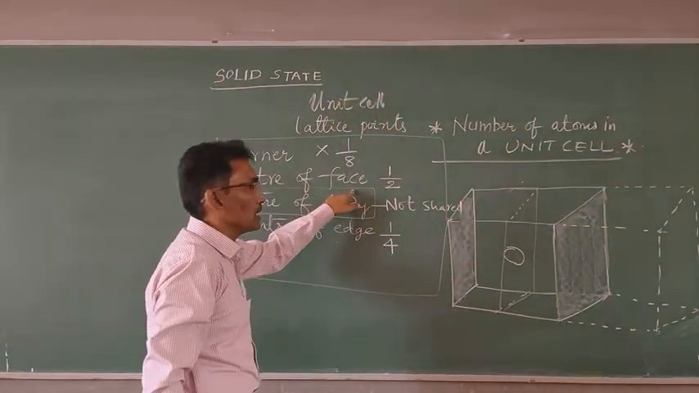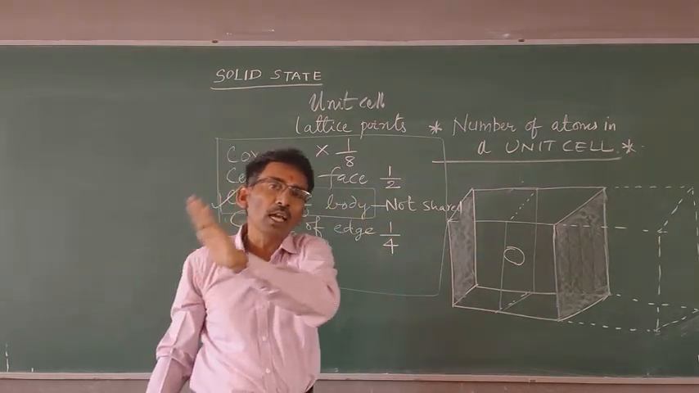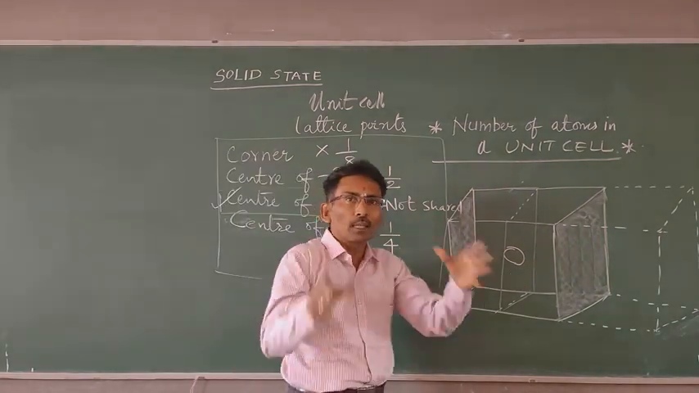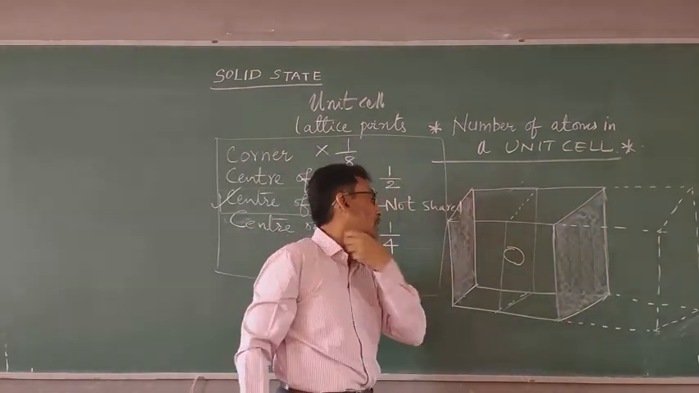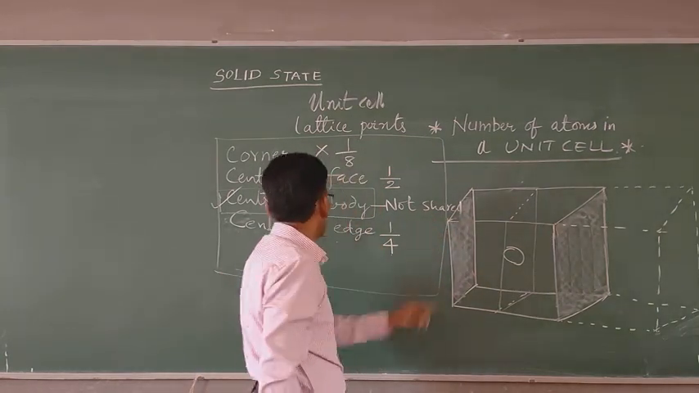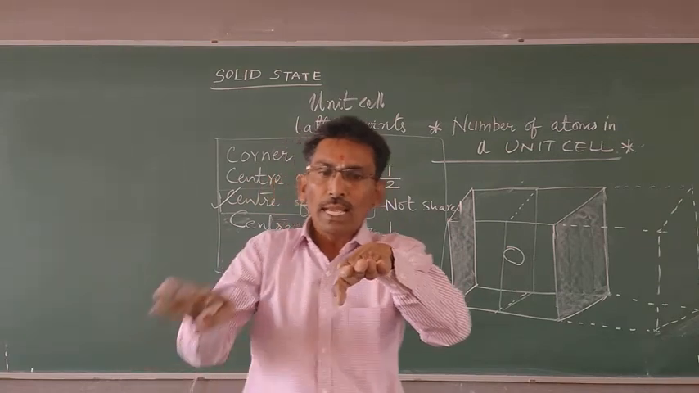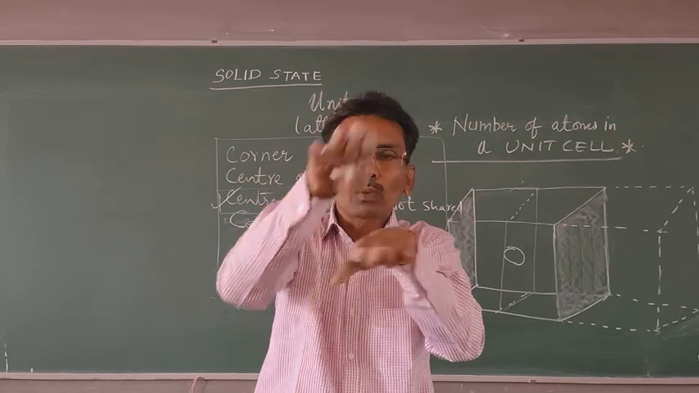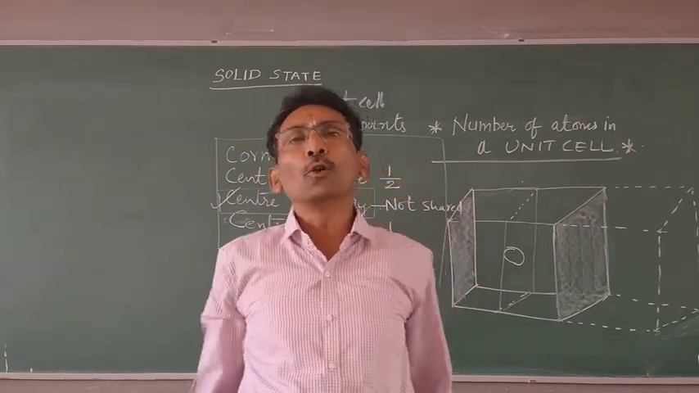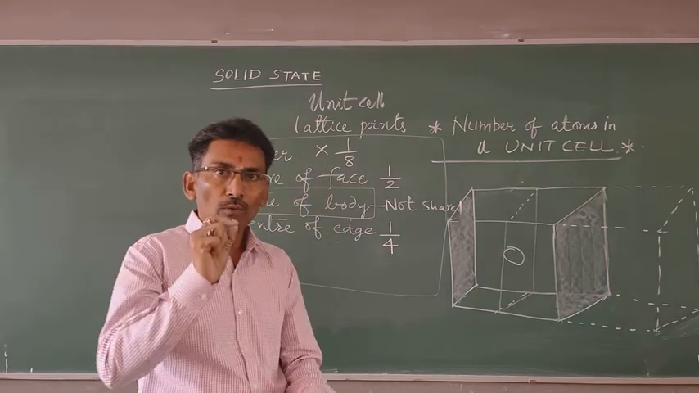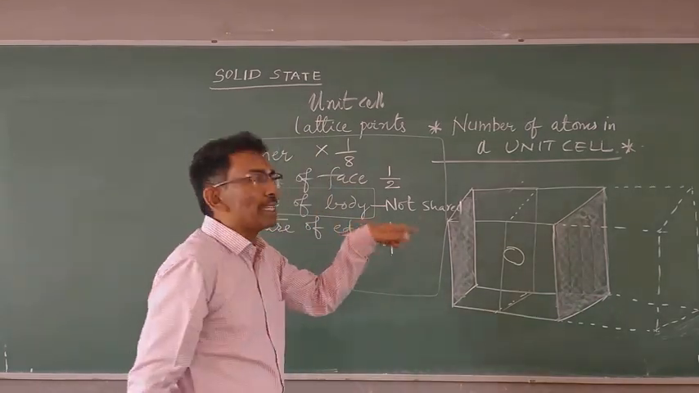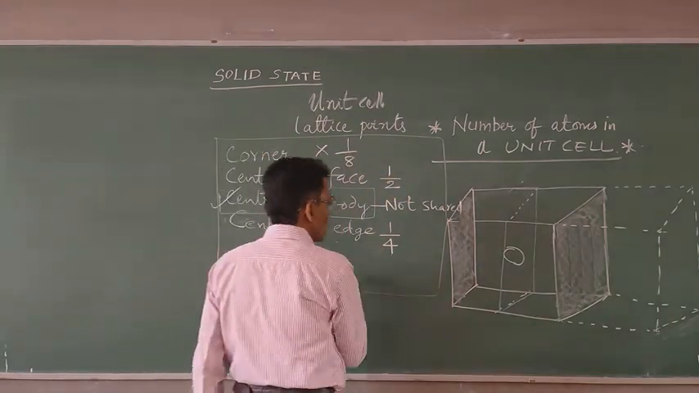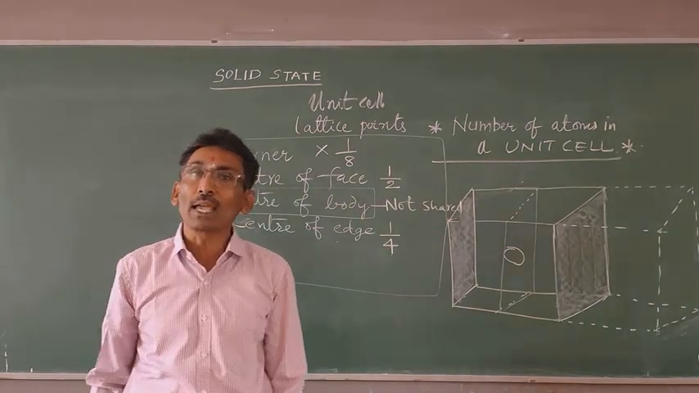Next, the center of the face: half belongs to this unit cell and half belongs to the neighboring unit cell. Next, the body center, that is in the middle of the room, is not shared by any other unit cells. This is very, very important. Whereas for an edge, take one book, another book, both kept. The edge is in contact with the 2 books, and one book over this one, another book over this one. You will get 4 books at one edge. So the particle at an edge is shared by 4 neighboring unit cells: 1/4 belongs to this unit cell, and the remaining 3/4 to the other 3 neighboring unit cells.